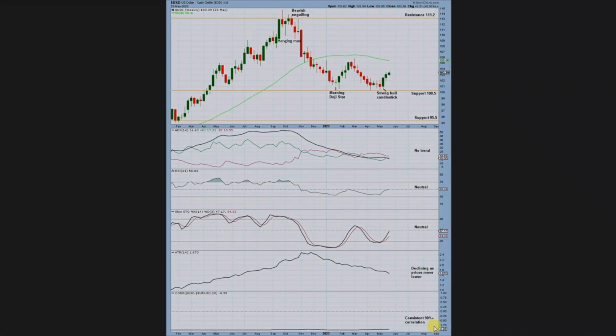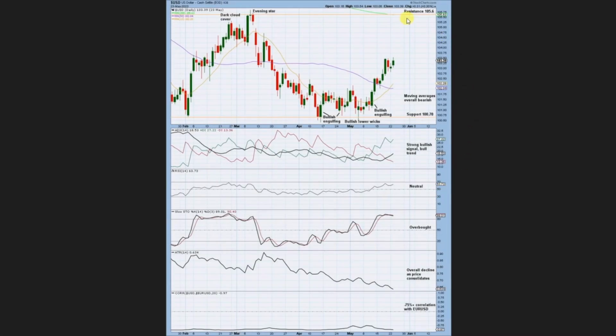inverse correlation. The daily technicals for the dollar index, you can see at the top we had an evening star and a previous dark cloud cover, and then towards the bottom we've had some bullish lower wicks around that support level of 100. And then we had a bullish engulfing here, here, and here before we took off. Moving averages are overall bearish, trading below the 200-day moving average, which is sloping down. 50-day overall was sloping down, now is flat, and 13 is now sloping up.